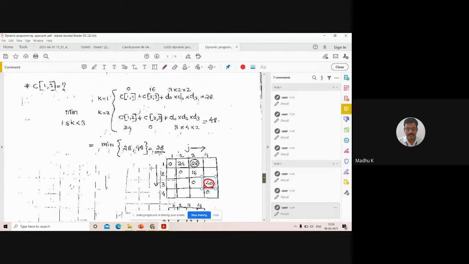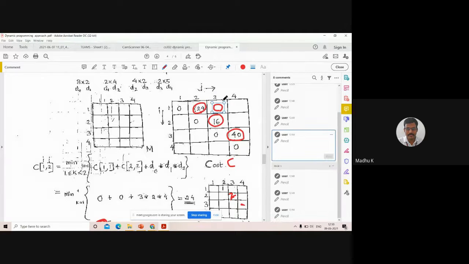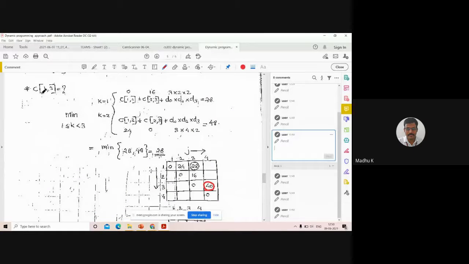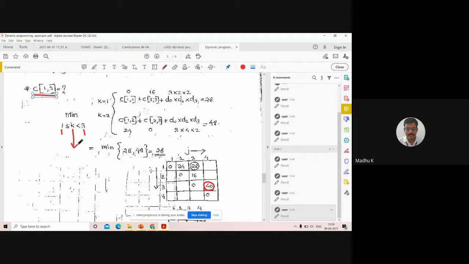After completing these three, we will take this entry, C13. The difference of dimension is 3 minus 1, which is 2. So we should consider this, then next this. Now we are taking C of 1 3. What is C of 1 3? This is the general equation. If we put I is equal to 1, J is equal to 3, K will take values between 1 and 3, which means K will take two values.